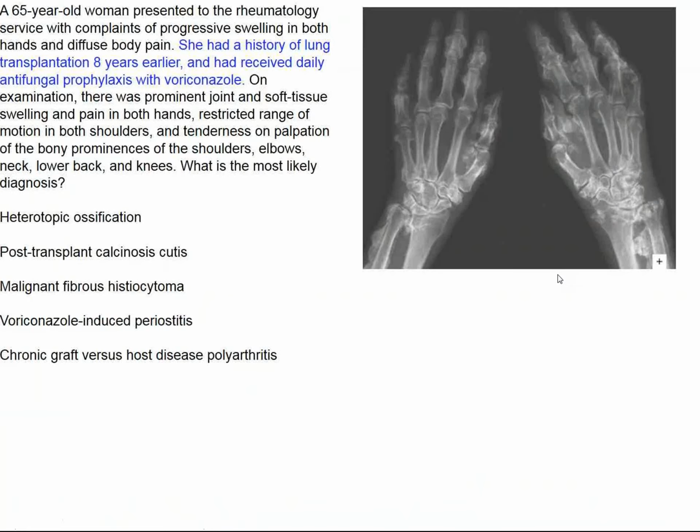voriconazole-induced periostitis, and chronic graft-versus-host disease. I suppose all of these are possible and all of these entities actually exist. This is an example of voriconazole-induced periostitis. And you shouldn't take voriconazole every day for 8 years. But voriconazole has 3 fluorine atoms per molecule, and it basically results in bone changes that we call fluorosis. Probably also protects against getting caries. So that's the correct answer.